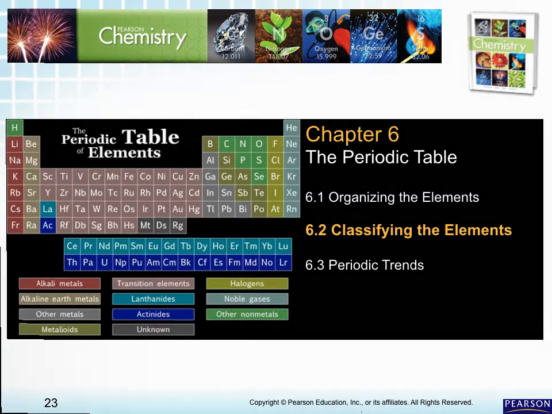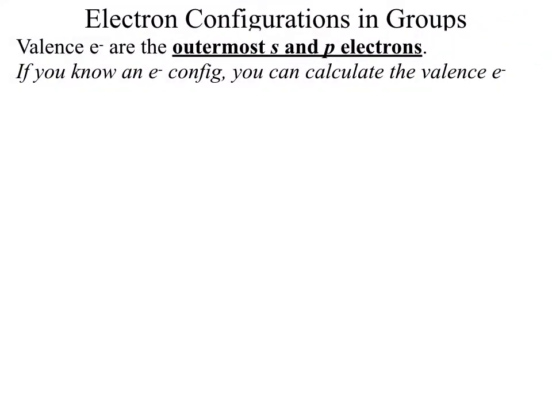Classifying elements. Electron configurations in groups. As we said in the last section, valence electrons are the outermost s and p electrons. If you know an electron configuration, you can calculate the valence electrons. So in Chapter 5, we did electron configurations of atoms and ions. Now we're going to start looking at them as valence electrons so we can then figure out how they're going to bond in later chapters.